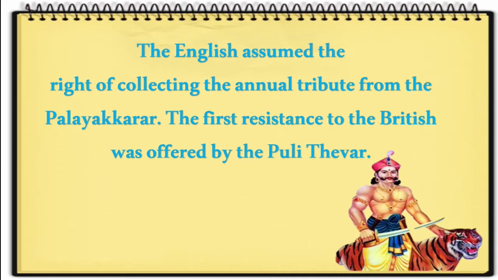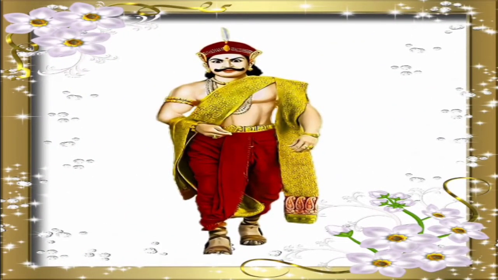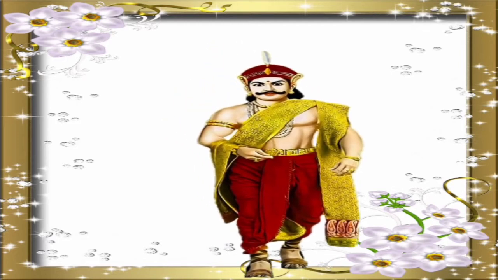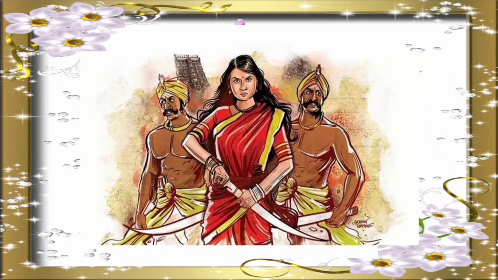So, the English got the right of collecting the tax from the Palayakarar, and the first local king to resist the British government was Pulidevar. And the other Palayakarars are Veerapandiya Kattabomman, Umaidurai, Marudu brothers and Dhiran Chinnamalai. They are the other Palayakarars who revolted against the British government.